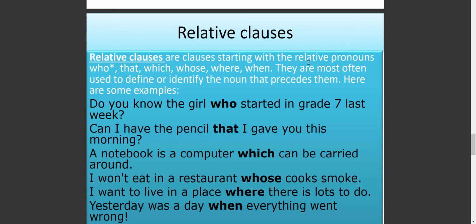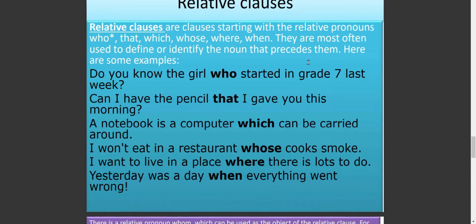There are some examples. Do you know the girl who started in grade last week? Can I have the pencil that I gave you this morning? A notebook is a computer which can be carried around. I will not eat in a restaurant whose cook is smoky. I want to live in a place where there is lots to do. Yesterday it was a day when everything went wrong. Right? Relative clauses means clauses that relate to and connect between clauses. Right?